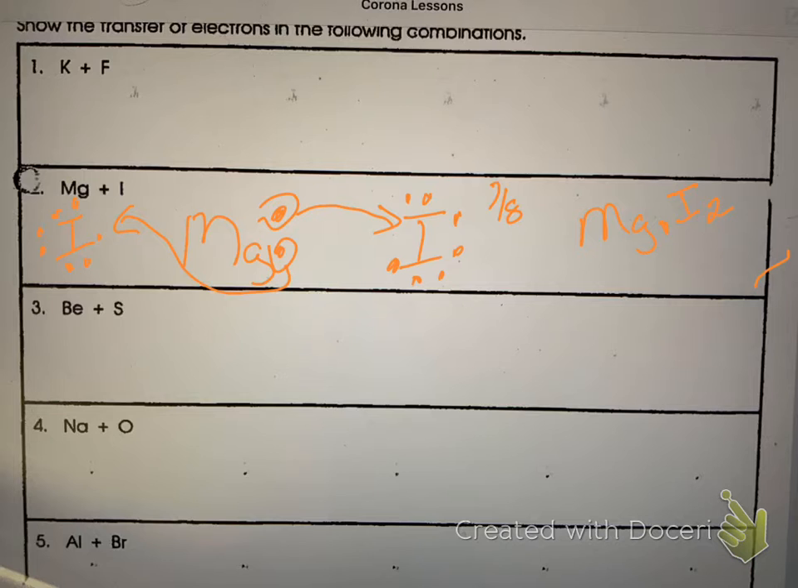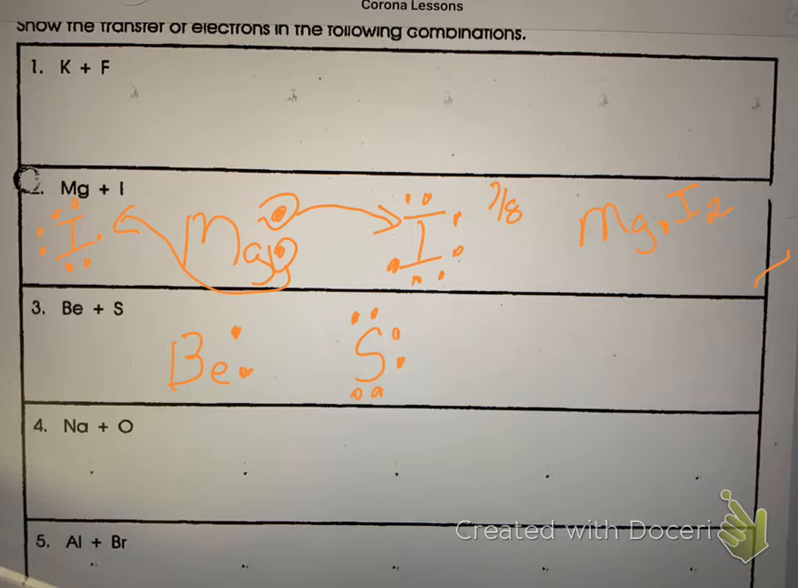Now, let's take a look at beryllium. Beryllium is Be, so I'm going to write my symbol. And then if I look at the top of the Be, it has 2 valence electrons. So I'm going to put 2 dots there. Now, S for sulfur. It has 6 valence electrons. 2, 3, 4, 5, 6.